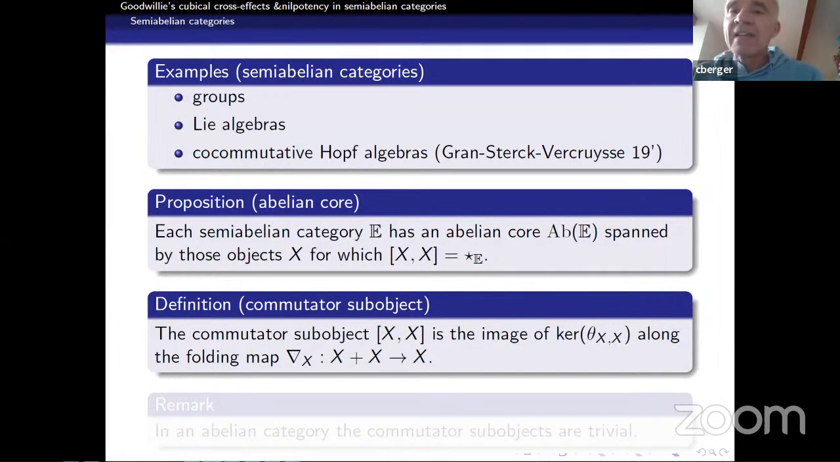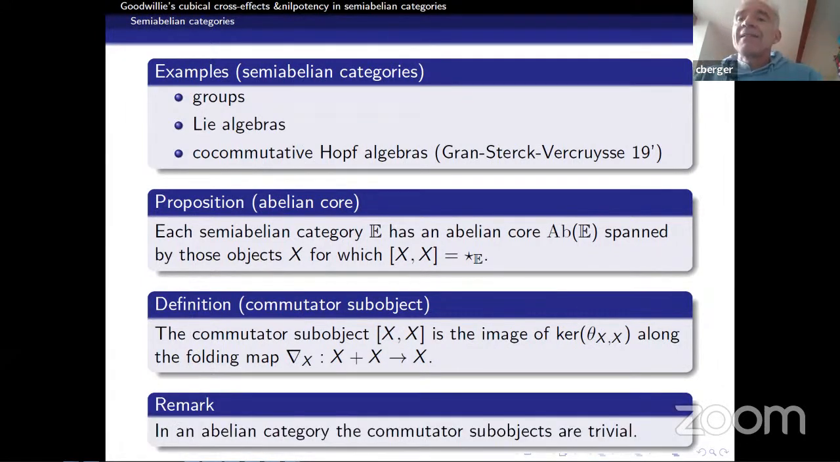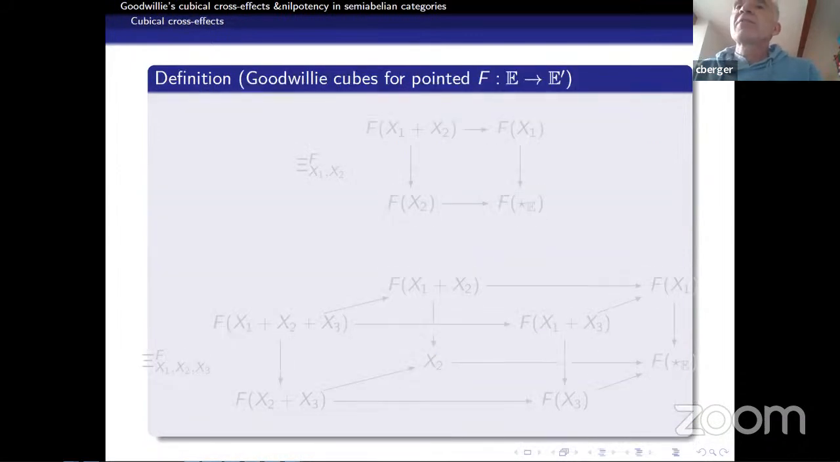And you can also check that in an abelian category, so if your category is not only semi-abelian but indeed abelian, then the commutator subobject must be trivial. So that's an indication that it is the right object. And it has been introduced by several people. I will not mention them.